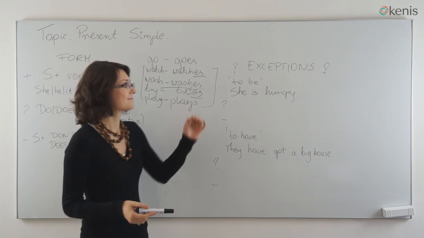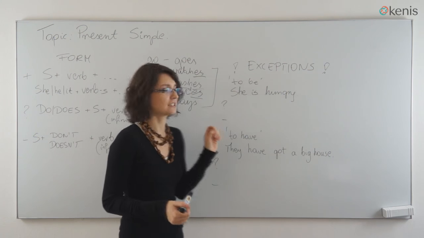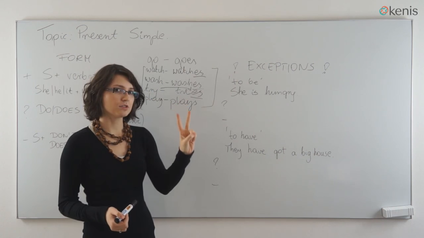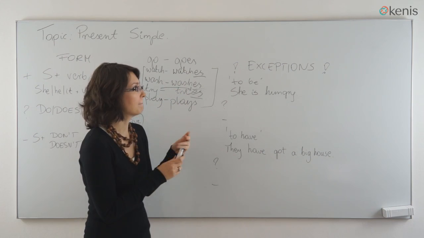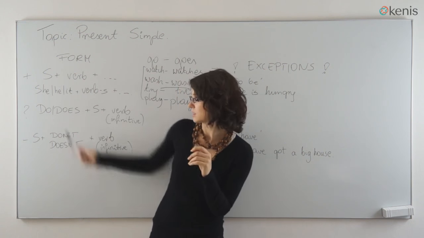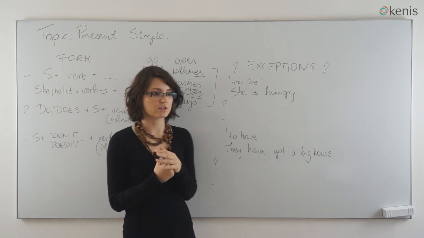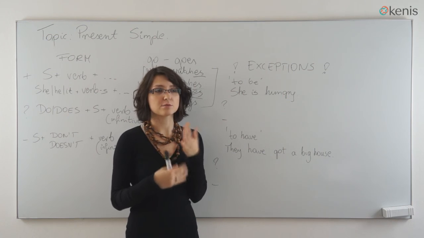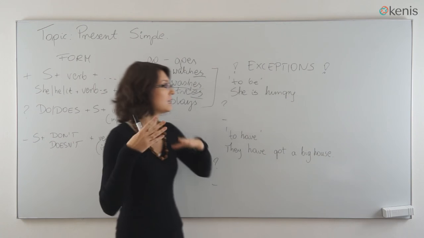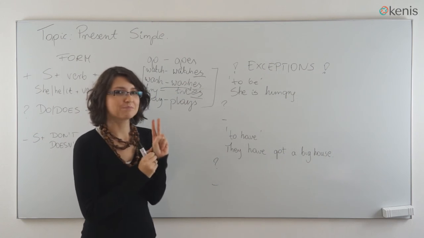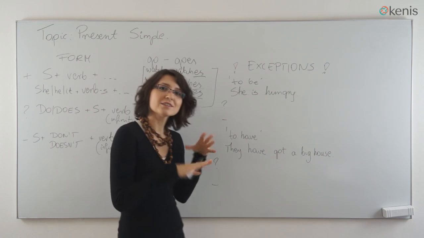And now exceptions! Hooray! Exceptions, czyli wyjątki. So there are two exceptions to present simple. Poprzez te wyjątki mam na myśli wyjątki co do tych reguł tworzenia pytań i przeczeń. Czyli ze wszystkimi czasownikami będziemy używać właśnie operatorów do, does i w przeczeniach don't, doesn't, ale z dwoma podstawowymi czasownikami w języku angielskim sytuacja będzie wyglądała nieco inaczej.